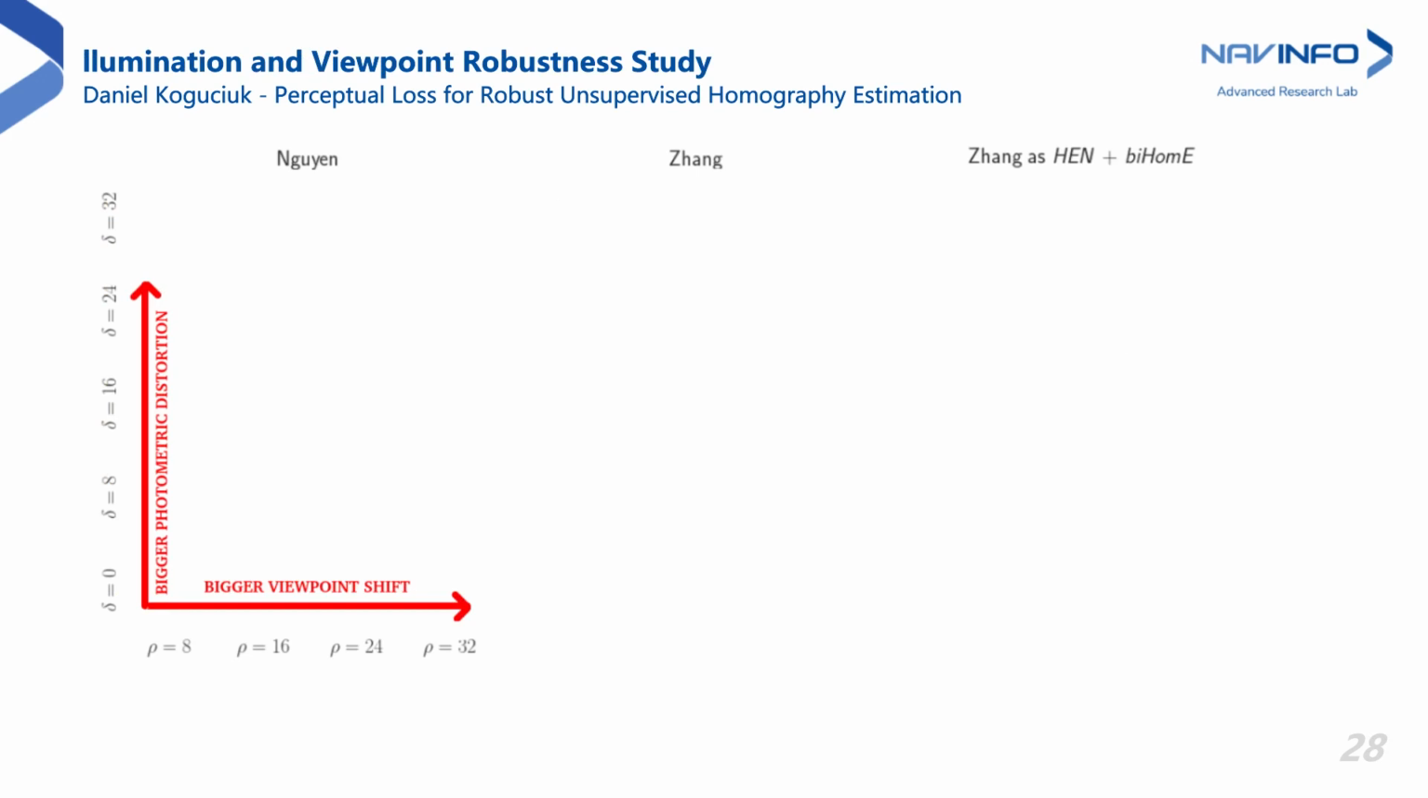We can use the S-COCO dataset and simulate different conditions by 2 parameters: viewpoint change ρ and illumination change delta. Viewpoint change ρ defines the maximum range of corner perturbation, and illumination change delta describes how strong photometric distortion will be applied to the image. The bigger ρ, the more viewpoint change, and respectively, the bigger delta, the more illumination change between input images.